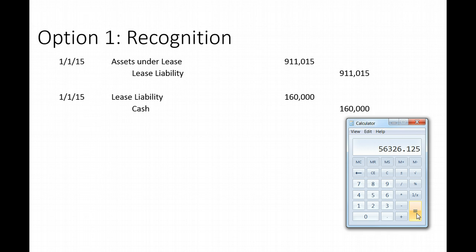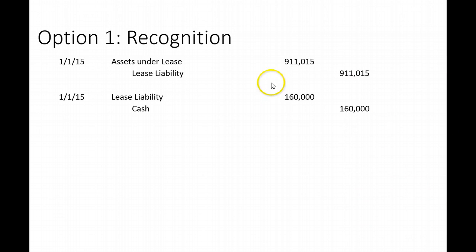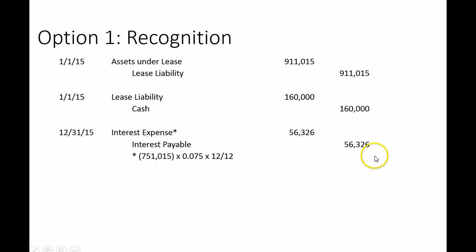Even though I'm not going to make the payment until tomorrow, January 1st, 2016, remember that I have an adjusting journal entry here to deal with the interest expense that needs to be recognized. Now, the way that comes out in form of a journal entry is I simply have to record the $56,326 of interest expense and record the interest payable of $56,326. Again, that'll be paid tomorrow.